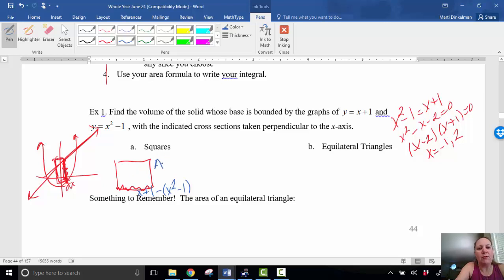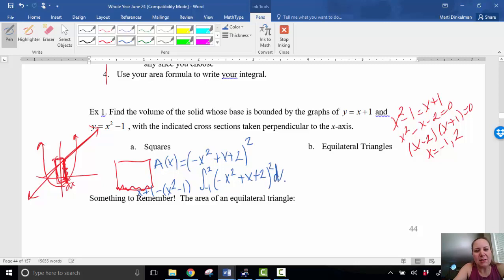So I'm just going to write my area formula real quick. So for the area of this square, I'm going to simplify this a little bit. It's going to be negative x squared plus x, and then plus 2, squared, because each side is multiplied by itself. So now I can write my integral. So if I have my area, I can write the integral. So from negative 1 to 2, and this area formula goes in there.